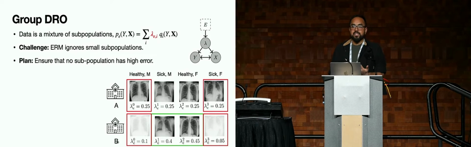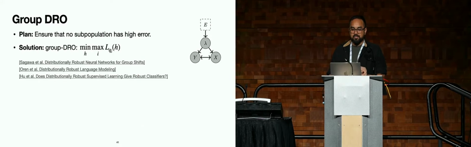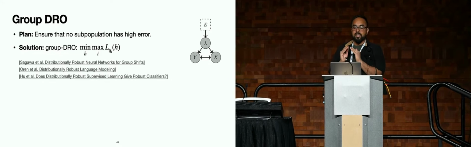Okay, so how do we fix this? One way to do it is to ensure that no subpopulation has high error. You can achieve this by the group DRO objective that's been developed by Sagawa, Oren, and Hu et al. in different papers. The idea is to take your minimization over the worst risk subpopulation.